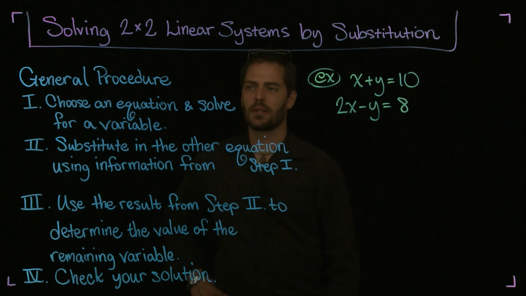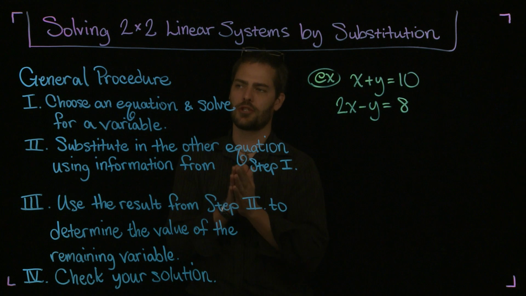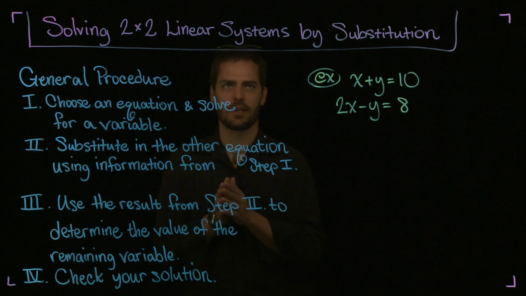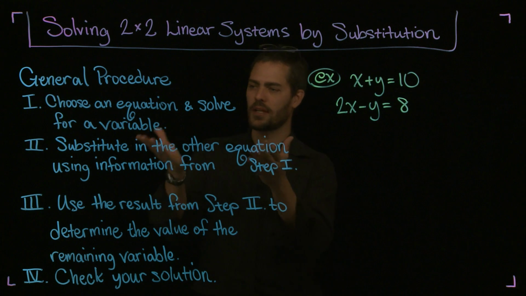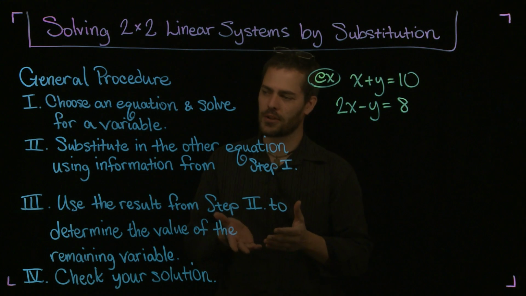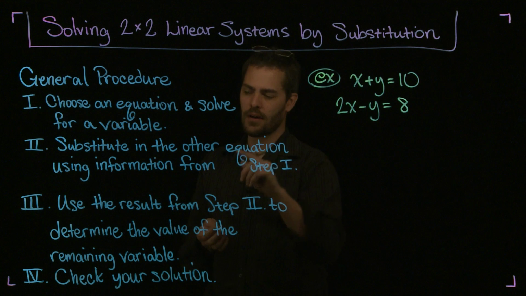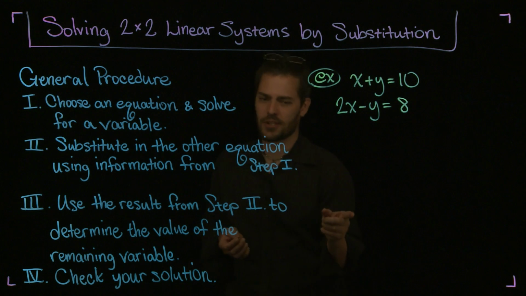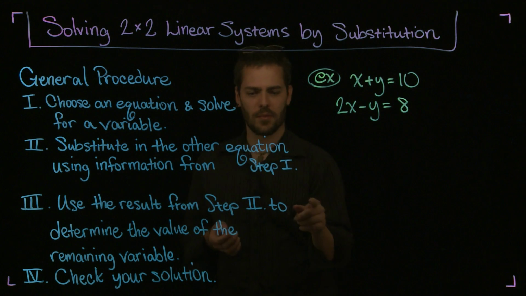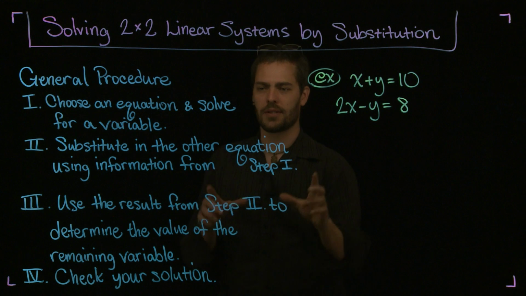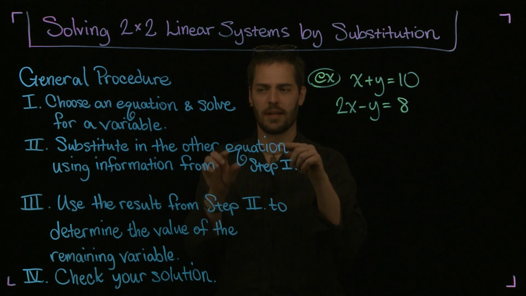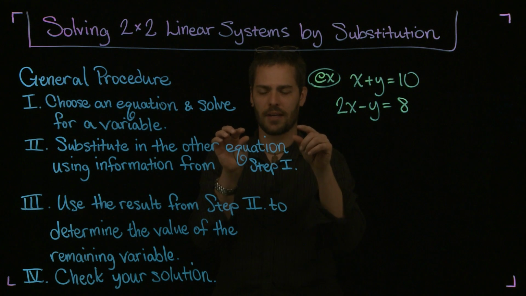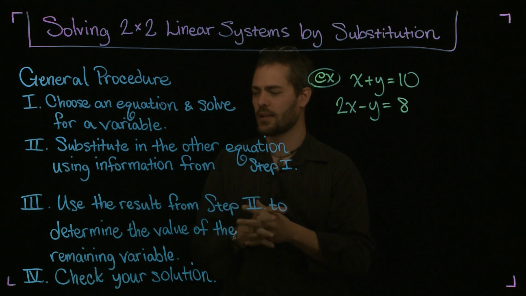Okay, now I would like to illustrate just a general procedure for solving systems by substitution, and here it is. Number one, choose an equation and solve for a variable. Number two, substitute in the other equation using information from step one. The moral here is information always flows from one equation into the next, never back into itself, okay? So if you solve for a variable, plug that information into the other equation.